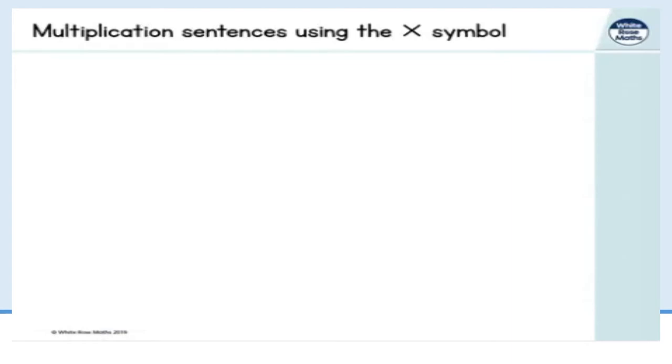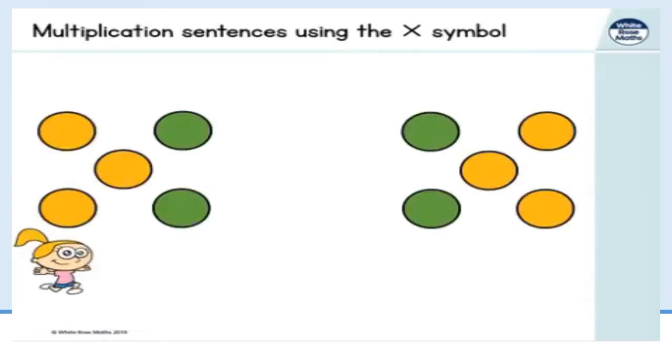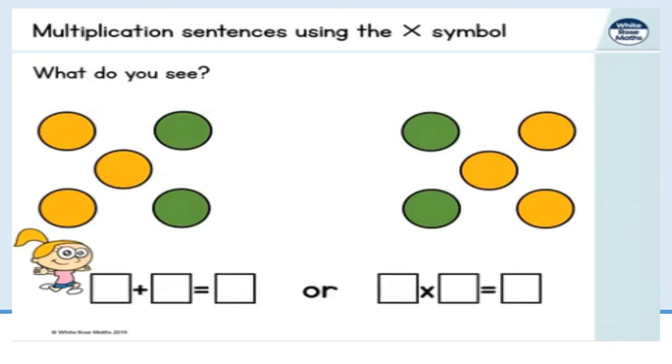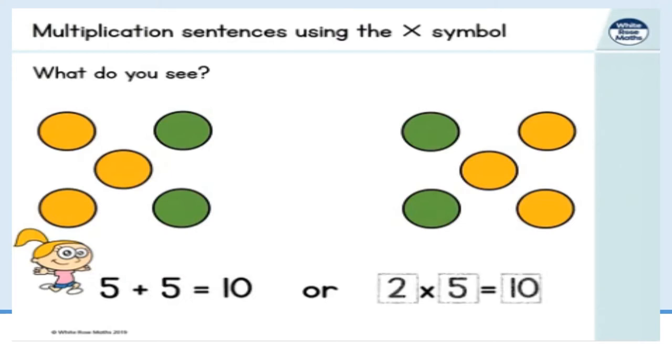Multiplication sentences using the multiplication symbol today. Eva has been organising some circles. When you see this image, what do you see? I can see two things. I can see an addition of 5 plus 5 is equal to 10. And I can see a multiplication of two groups of 5, which is equal to 10. Can you see that too?